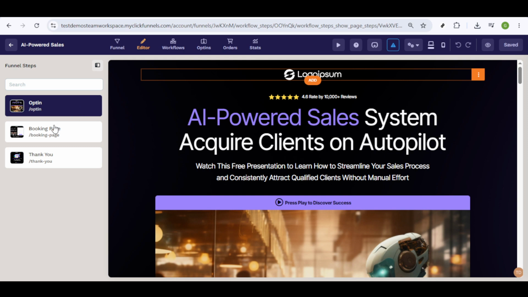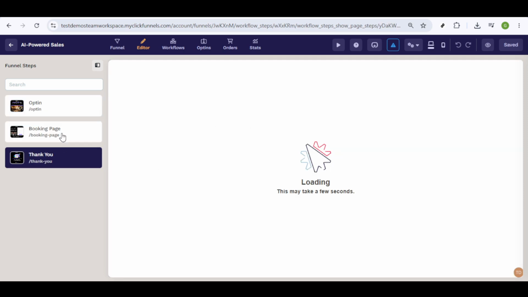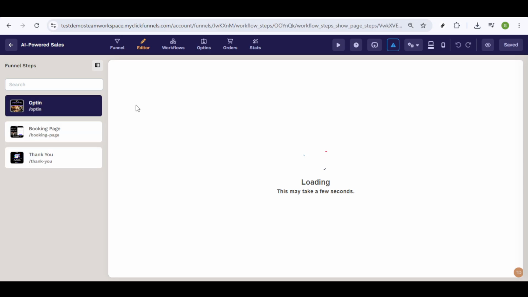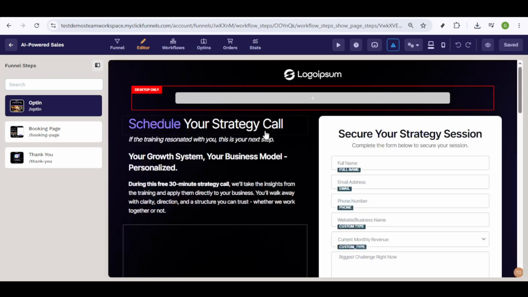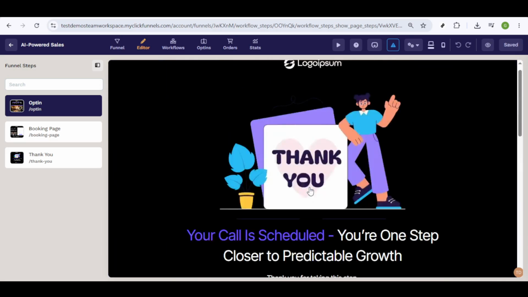By focusing on these elements, you set the stage for a high-converting sales funnel that effectively leads your customers from curiosity to conversion. So there you have it, a comprehensive guide to creating a high-converting sales funnel with ClickFunnels 2.0.